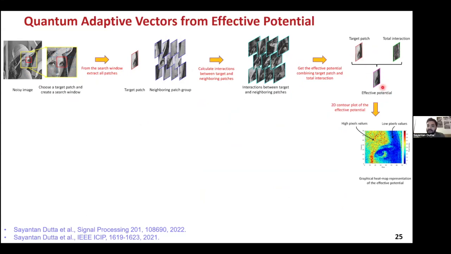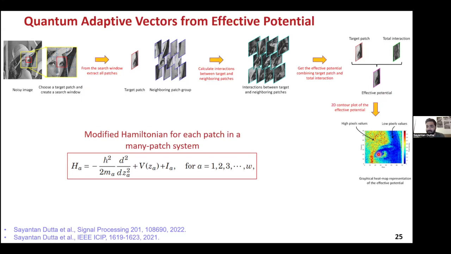And combining these two, we get the new modified effective potential. And this is the effective potential for this target patch. And we use this effective potential in the Hamiltonian operator, and then calculate the respective adaptive transformation, and then do the filtering. And this adaptive transformation is customized for this target patch only. And we do the same process for all the patches in the image for the denoising task.